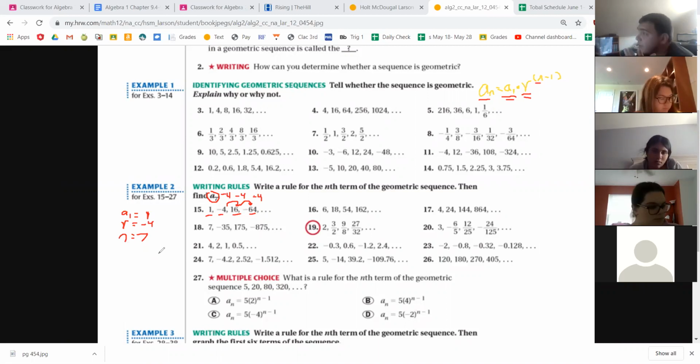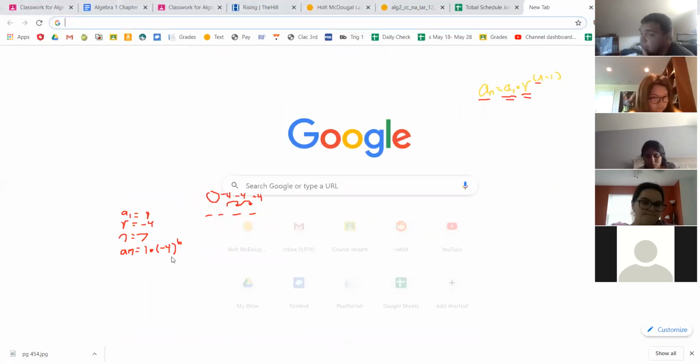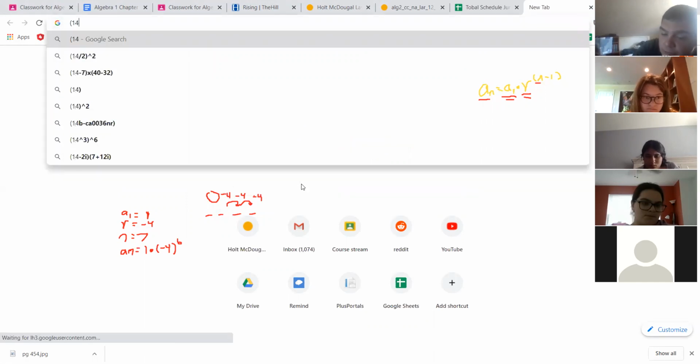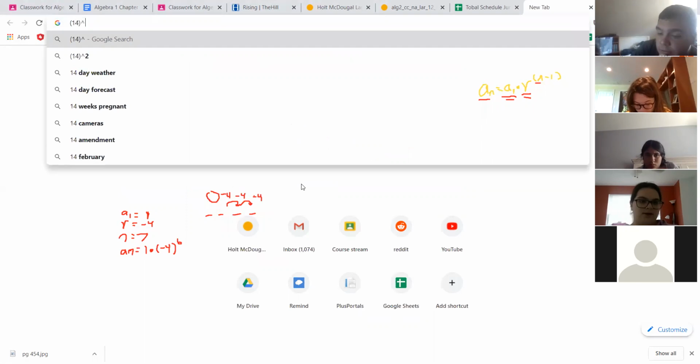Okay. So let's plug them all in. For this one, A of 7 is going to be A of 1, which is 1, times R, which is -4, to the power of 7 minus 1. 7 minus 1 is 6, okay? So we're going to have to do this to the 6th power. I'll put it in parentheses, -4 to the 6th power.